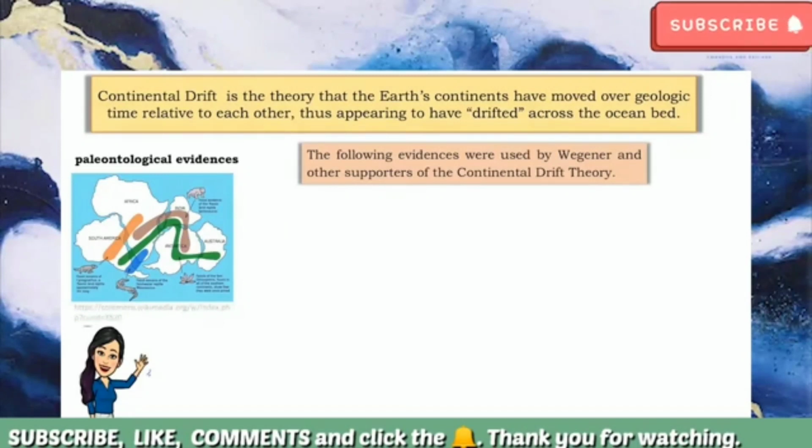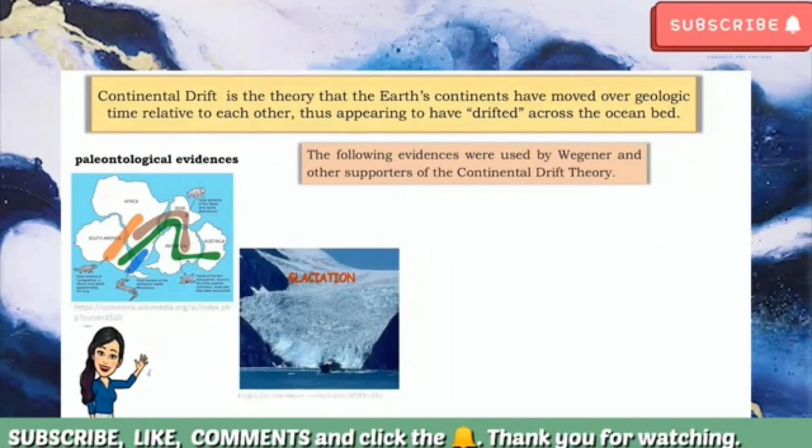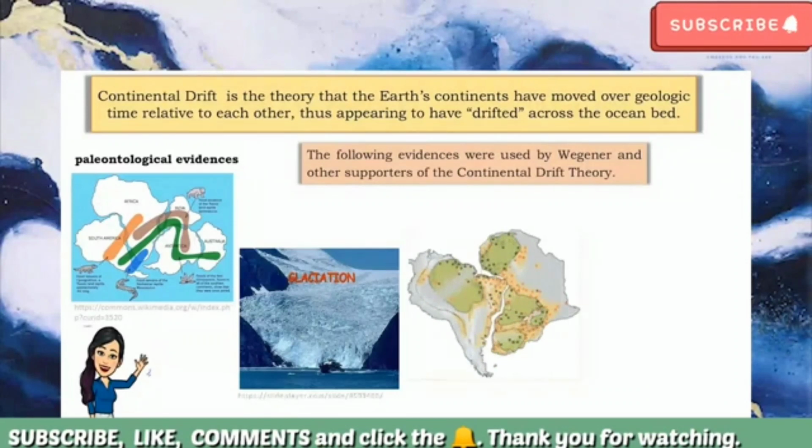Number 2. Glaciation. A glacial period is an interval of time within the ice age that is marked by colder temperature and glacier advances. The glacial deposits and pattern of glaciation on 5 continents in the Southern Hemisphere were recognized. In South America, India, and Australia, the ice appeared to move inland from the oceans, a phenomenon that could not have happened unless there was a landmass where the ocean basin now exists.